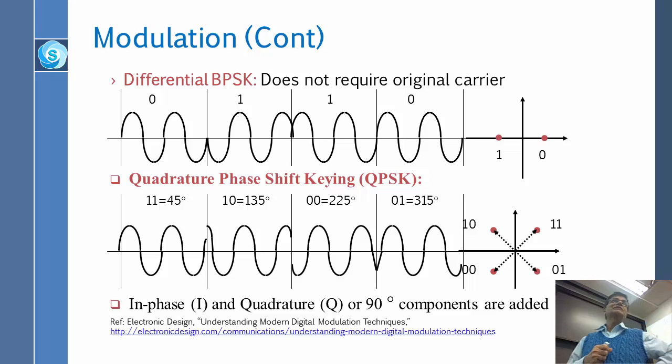So in this case, basically you don't have to worry about where the phase originally was, but basically the previous bit. If there is a phase shift in this bit, it's a 1, and if there is no change in the phase shift, then it is a 0.